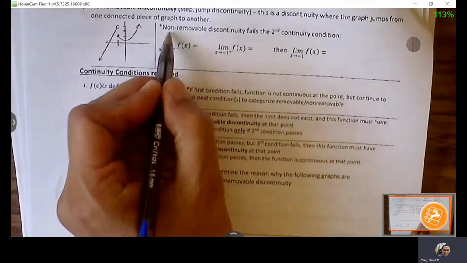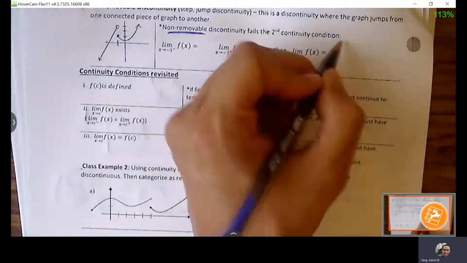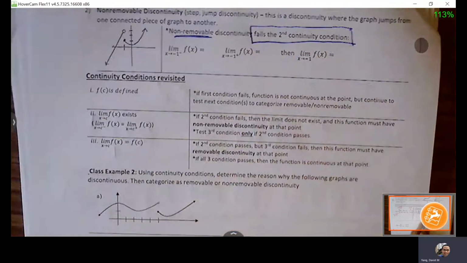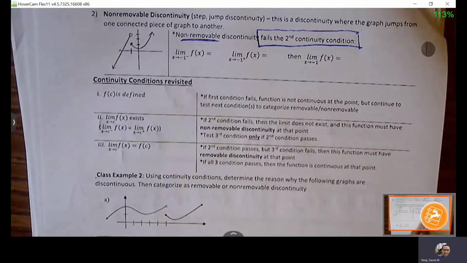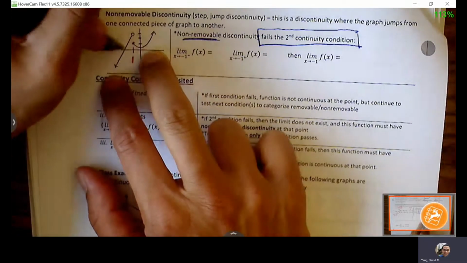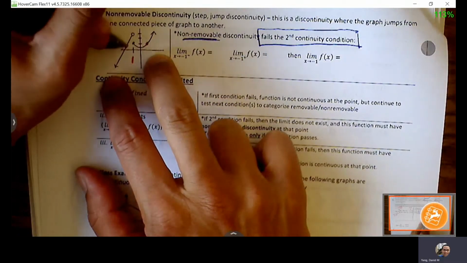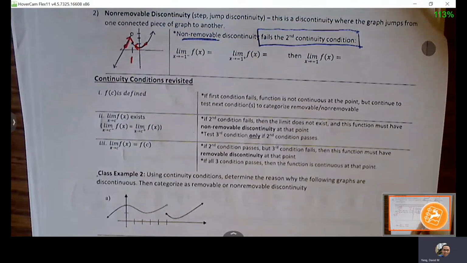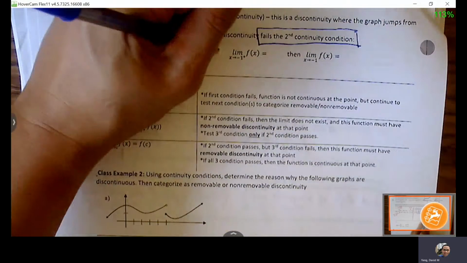So if we're dealing with a non-removable discontinuity, it will be guaranteed to fail the second condition. The limit is just not going to exist. So if the limit doesn't exist, we can stop and say, okay, I already know what category this falls under. This must be a non-removable discontinuity. So for instance, this graph, we know the limit doesn't exist because if my target is at 1, and if I pick points on either side of 1, my arrows are not moving towards the same y value. Okay, so here it would say does not exist.